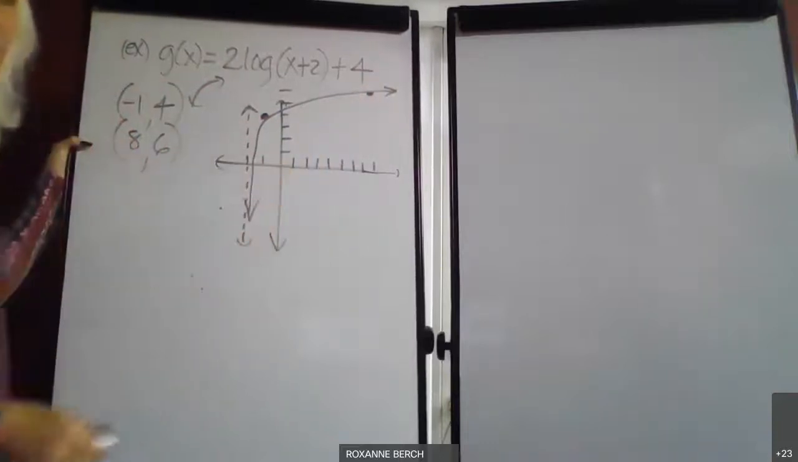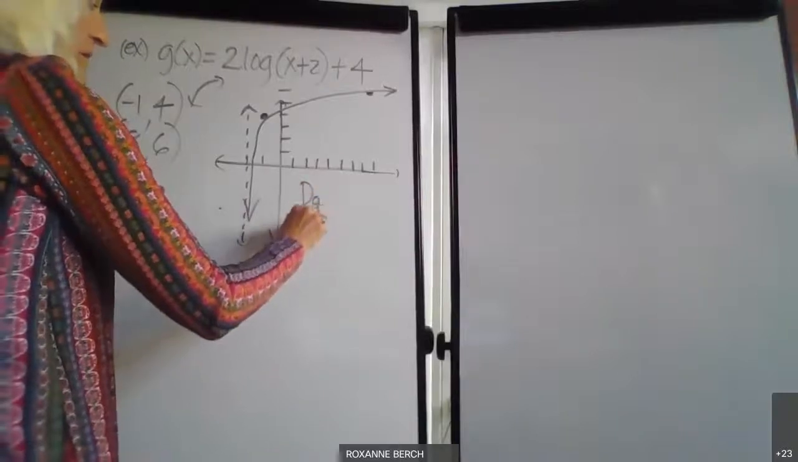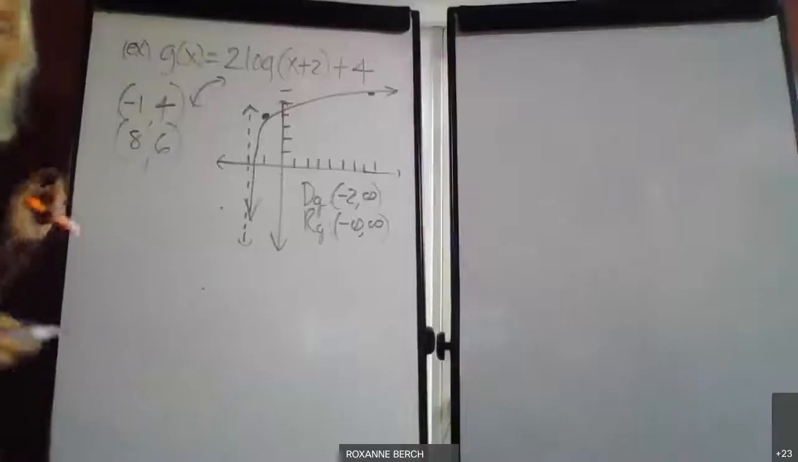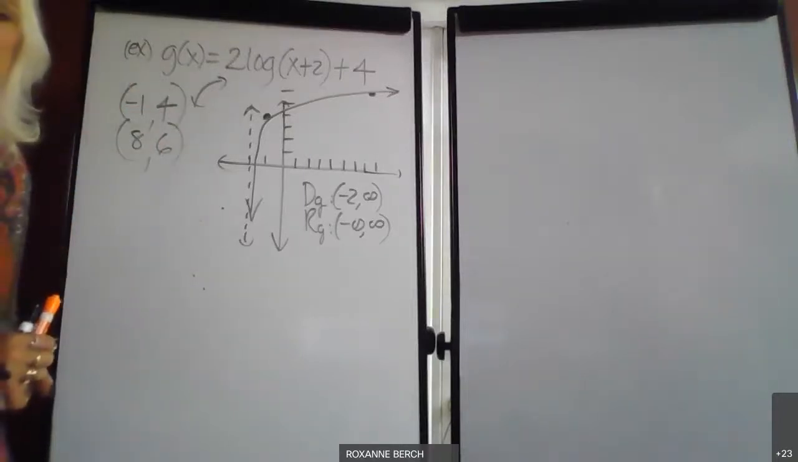And what did you get for the domain and range of G? Domain, I got -2 to infinity, and then range, all real numbers. Okay, that's great. All right, any questions about anything I skipped on this?